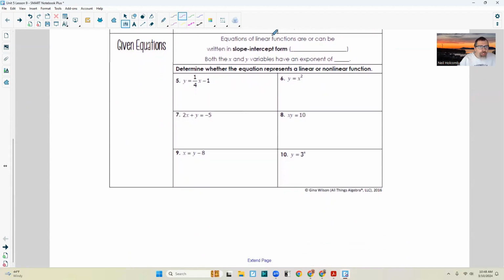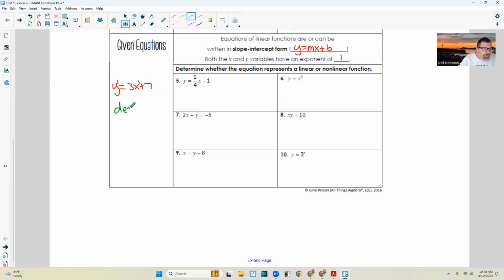Okay, given the equations. So equations of linear functions are or can be written in slope-intercept form. You remember what that is? Y equals slope intercept. Y equals mx plus b. Both the x and y variables have an exponent of 1. So in other words, if I have y equals 3x plus 7, for example, what they're saying here is it's y to the first power and x to the first power. X and y have a degree or power or exponent of 1.